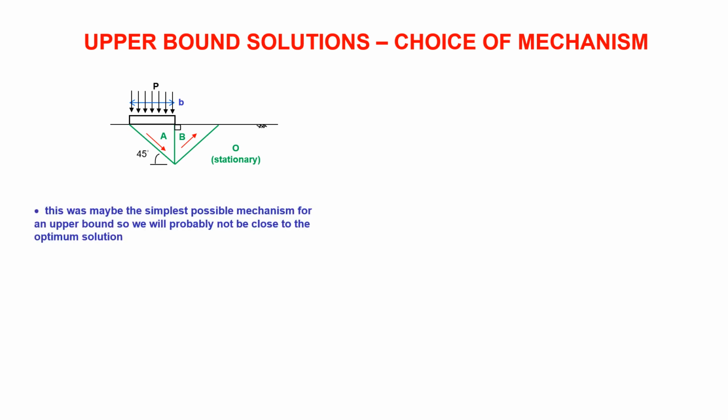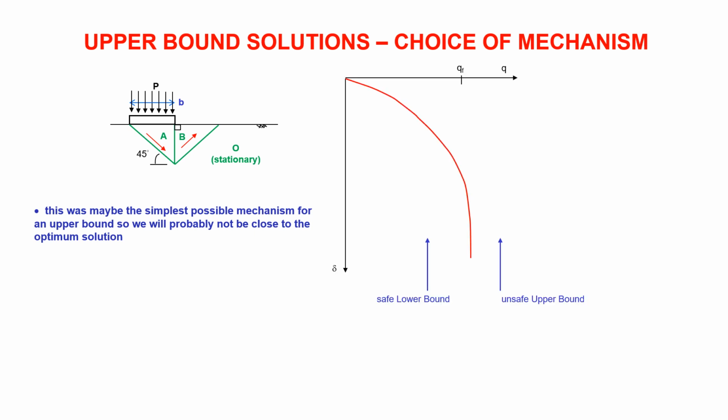Let's think about our mechanism. Well, that's the one we just did. It's the simplest possible one for an upper bound. I don't know if I can think of a simpler one. And so we wouldn't expect the answer to be too close to the optimum. And actually, we're not so far off. We're kind of like this.